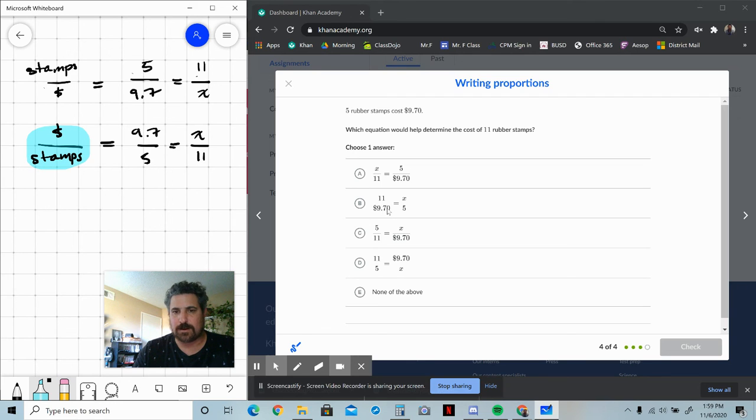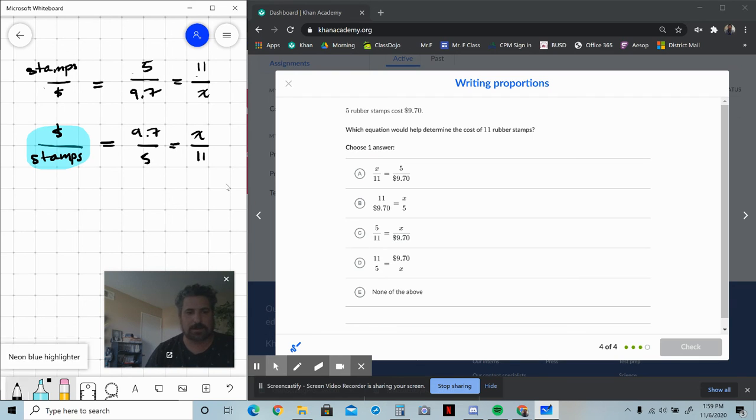All right, so looking a little more carefully, this one doesn't work. This one over here, 11 over 9.7, that one doesn't make any sense at all, because the 11 isn't $9.70. The 5 costs $9.70. So this one doesn't make any sense. So let's think about other things that we could set up appropriately. It doesn't look like they have either of these two original scenarios that I set up.